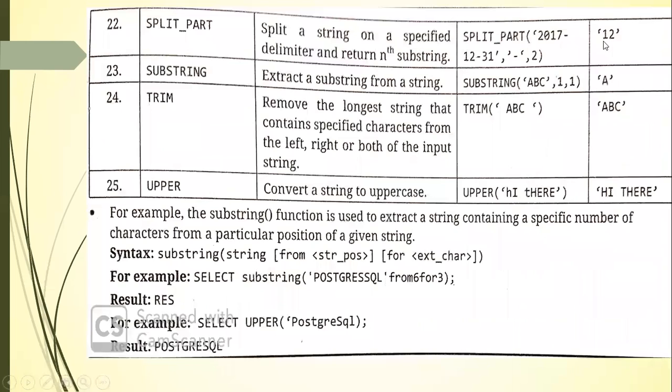If you want to split some part of a string, the split part function is used. Substring, we select a particular substring from the given string, then use the substring function. Trim function, we remove the longest string that contains specified characters from the left, right or both sides of the input string. Just as ltrim trims only the left side and rtrim trims only the right side, if we take trim, it will perform trimming on both sides.